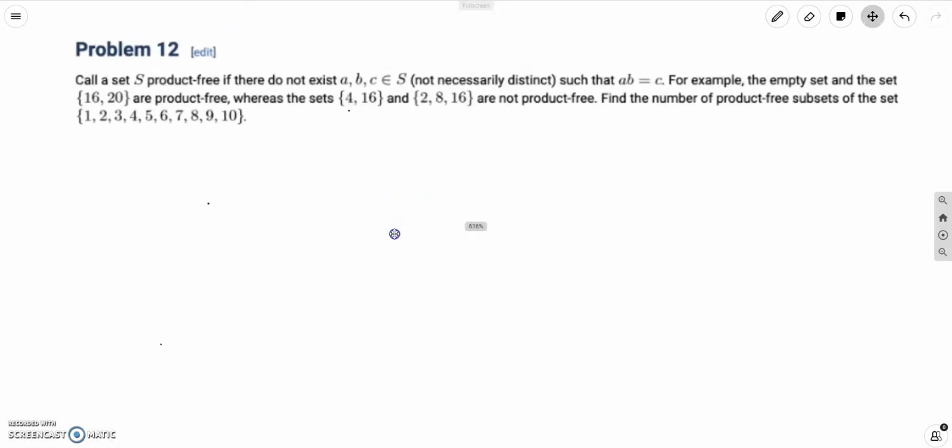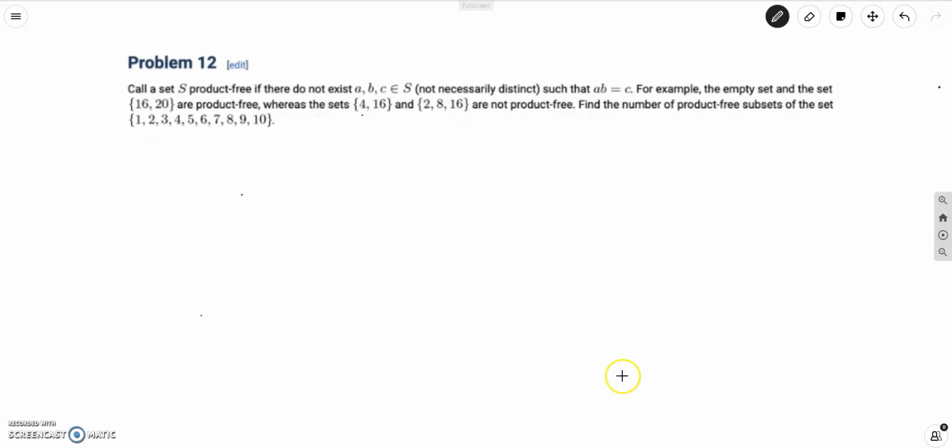So I think you can inherently see that this problem will involve casework, but we have to find a smart way to divvy up that casework so that we don't have to go through all 2 to the 10 subsets of this set. So how do you do that?